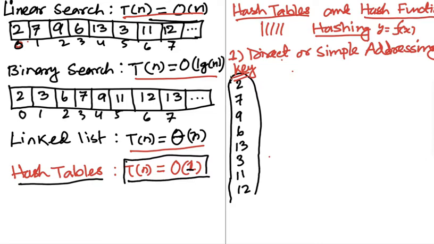Okay, so let us think that these are key values, or given data values: 2, 7, 9, 6, 13, 3, 11, 12, whatever we have. These are keys, and we use a very simple hash function. For instance, f of x equals x, so y equals f of x equals x. For instance, if our function is like this.